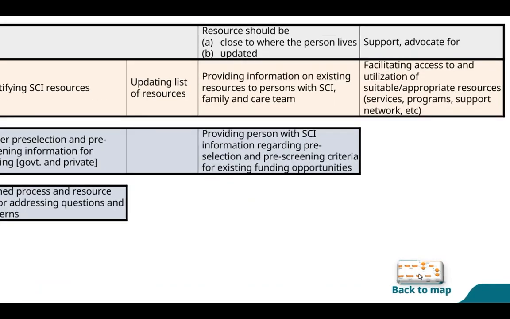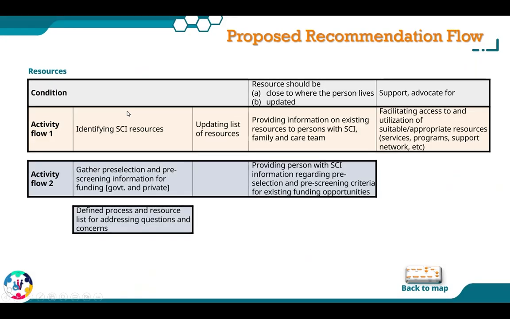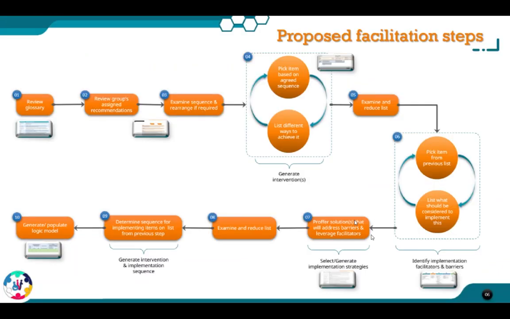Actions are picked in step 4 in the order they occur in the agreed sequence. For each action, the team work together to brainstorm how they can be achieved. This results in a list of potential solutions or interventions. The interventions are further examined in step 5 and reduced using agreed criteria such as feasibility and impact.